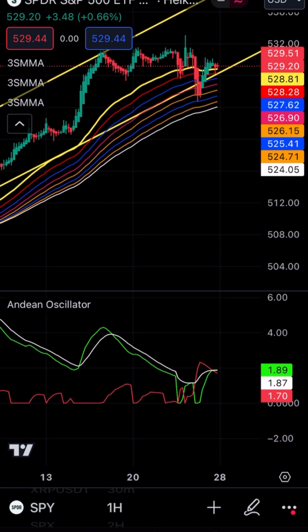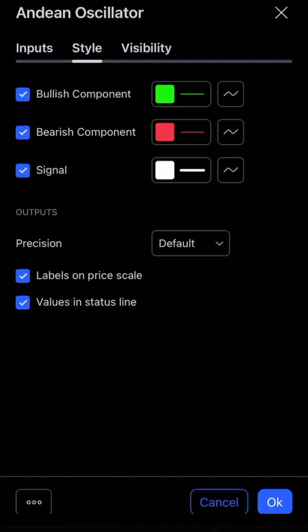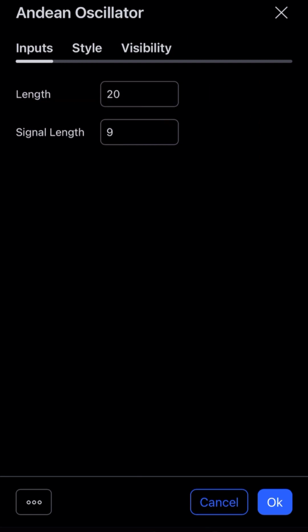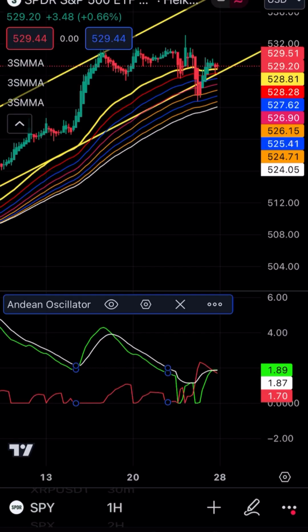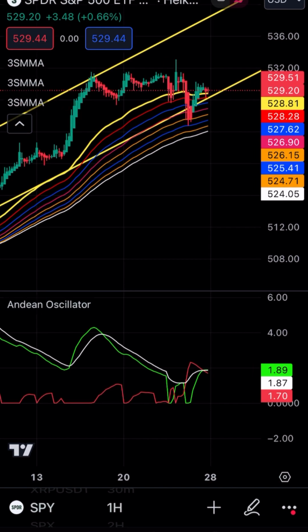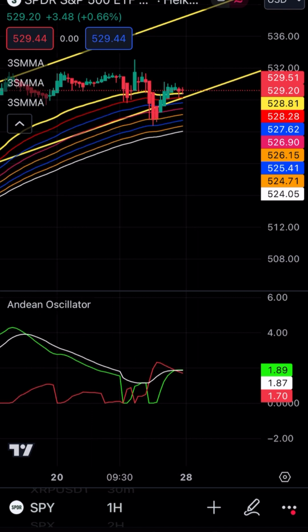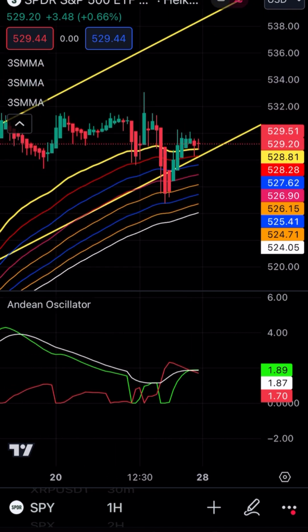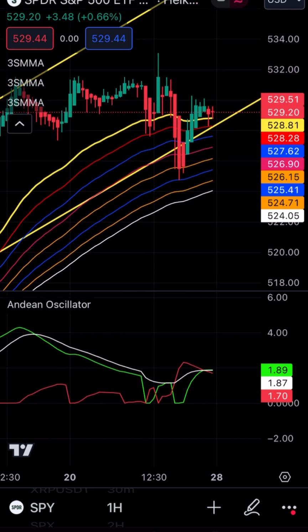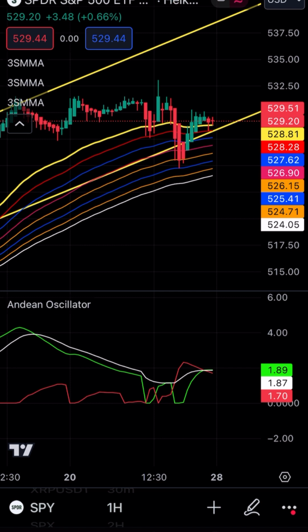Next you want to do your Andean Oscillator, and you want to change the default settings: the length to 20 and the signal line to 9. Once you do that, you'll have this set up. Basically, we look at everything on the hour. Like I said, the signals and trades are not going to be intraday. Most likely you might find it once a week.